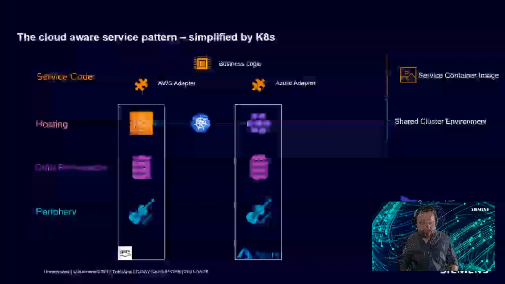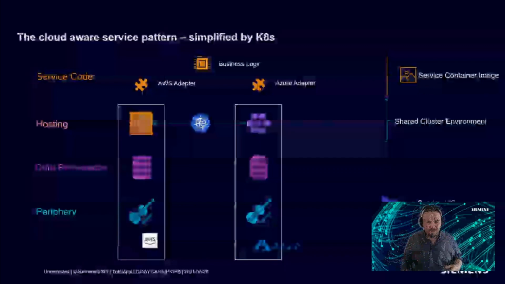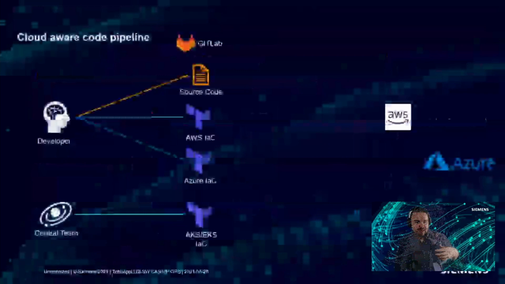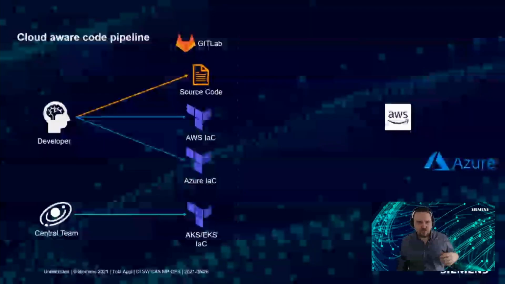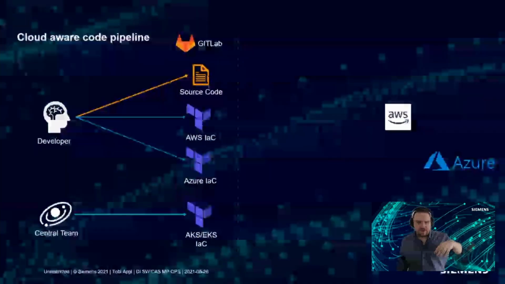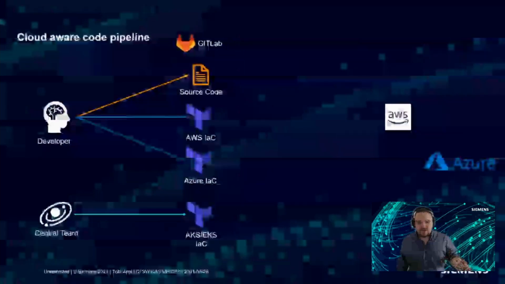Now let's go back to our code pipeline. How has it changed? So the AKS, so the Kubernetes layer, now is shared across services, and we have a central team that maintains that. So that's no longer part of our normal teams that develop service code, but we have a central team that maintains this infrastructure code and updates and deploys that.